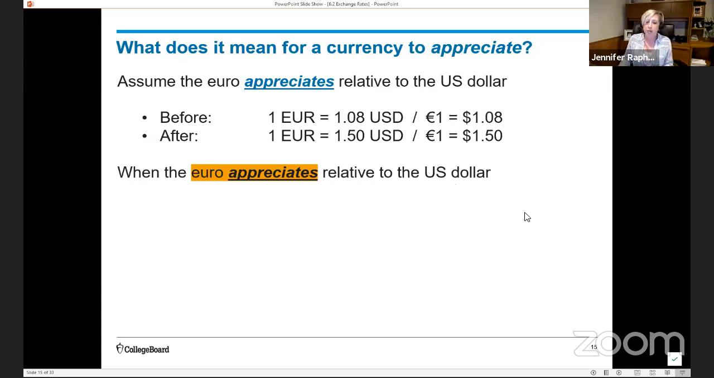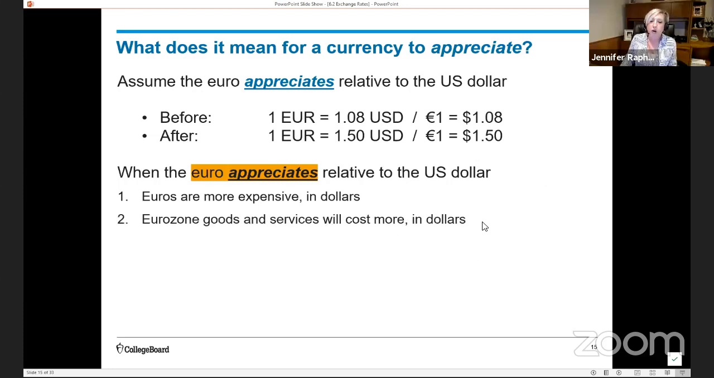So what does that mean in practical terms? Well, we said that people buy foreign currencies in order to purchase foreign goods and services. Certainly there are people who buy currency to speculate, currency speculation. You buy currency hoping that it will appreciate and that you can sell it for more money. But that's not what we're talking about in this course. We really want to connect appreciating and depreciating currency to international trade. So when the euro appreciates relative to the dollar, it means euros are more expensive in dollars. And what it really means is that Eurozone goods and services are going to cost more in dollars.